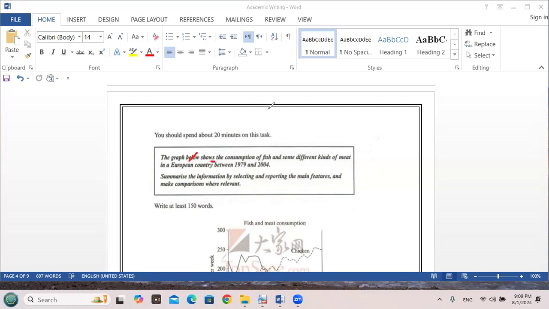Shows, you can write reveals, you can write highlights, sheds light on, gives information about or gives information on. So you have to rephrase it. You know, this is, I guess, the easiest part. You have to rephrase the question using your own words.